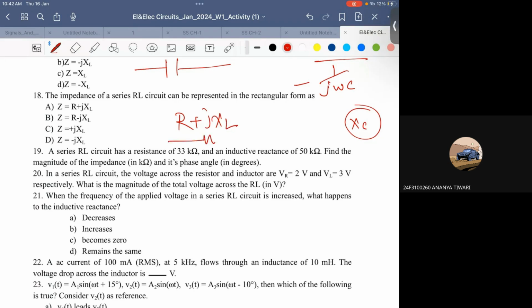So you have this one. This is resistance and then this is XL. Correct? Or you can just write it as J omega L. So R plus J omega L. You can just write it as R plus J XL because XL is your omega L.